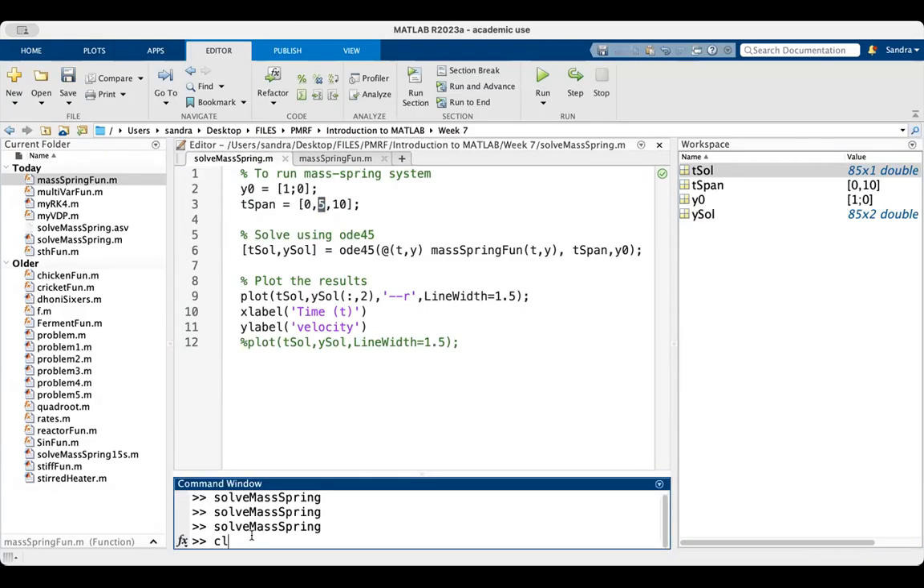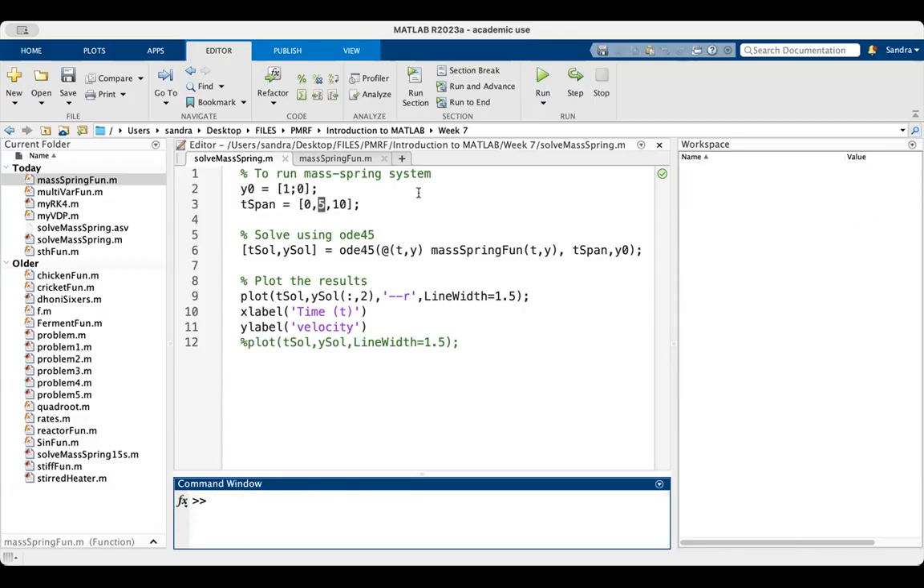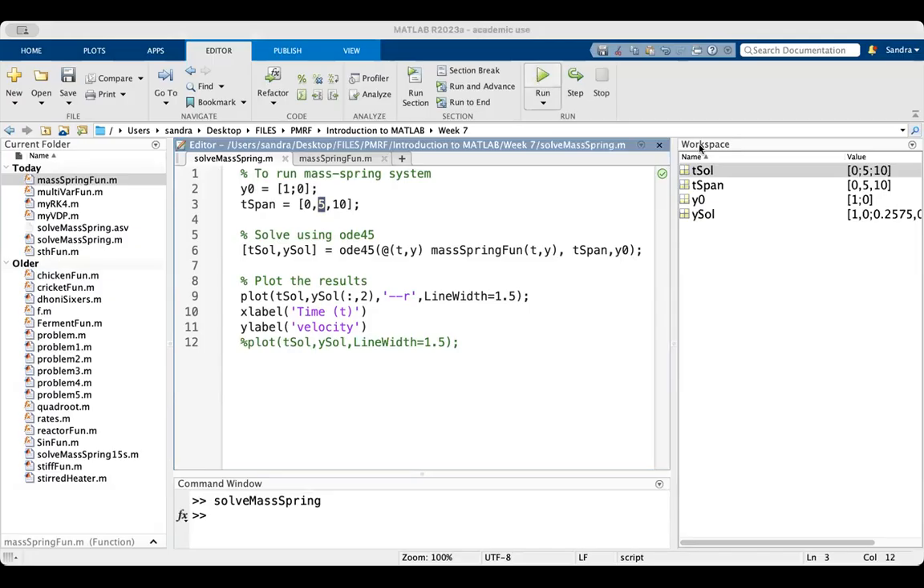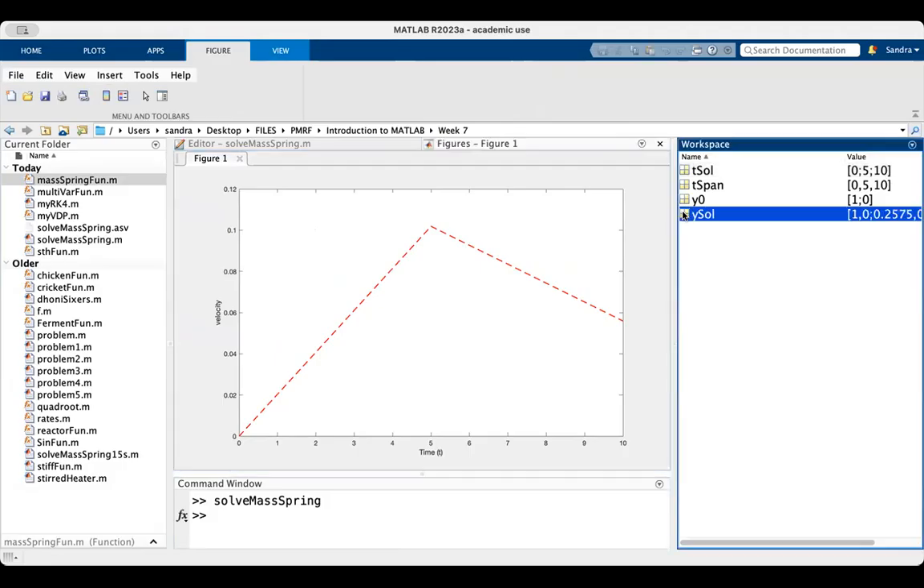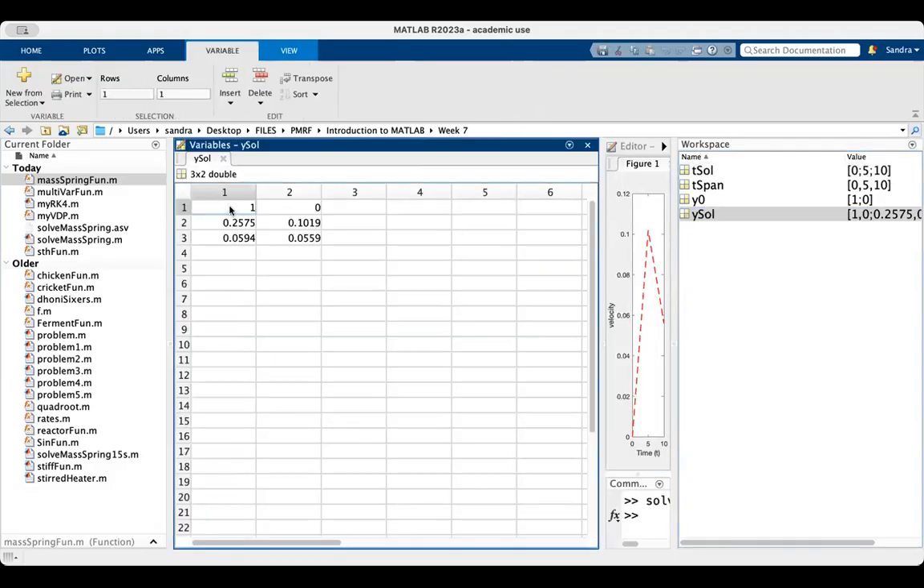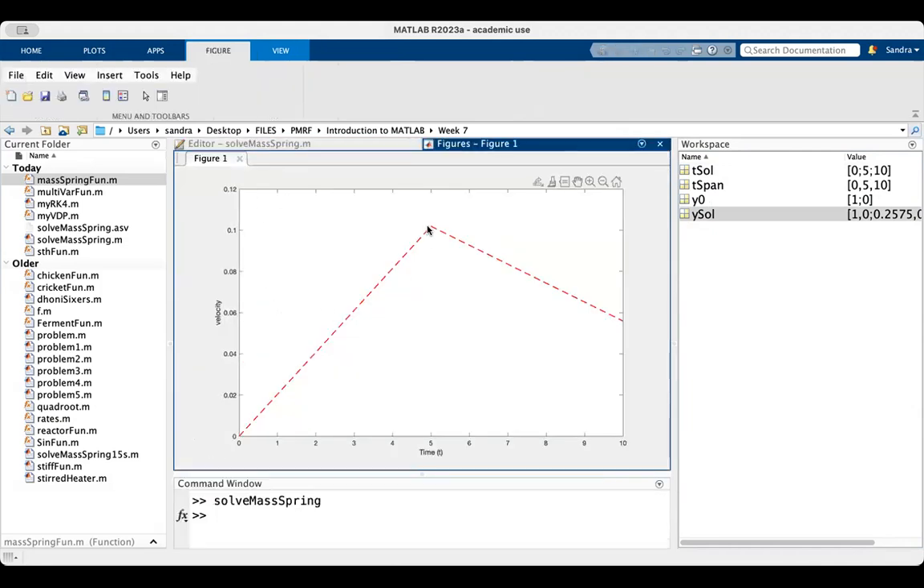Now I'll run this. Let me just clear all. Okay, I'll run this. Now if you see, my t-solve only has 0, 5, 10. And my y-solve only has 3 values. This is corresponding to 0. This is corresponding to t equal to 5. And this is corresponding to t equal to 10. So if you want a particular time, what you can do is just add it in the t-span, and this will be the graph.